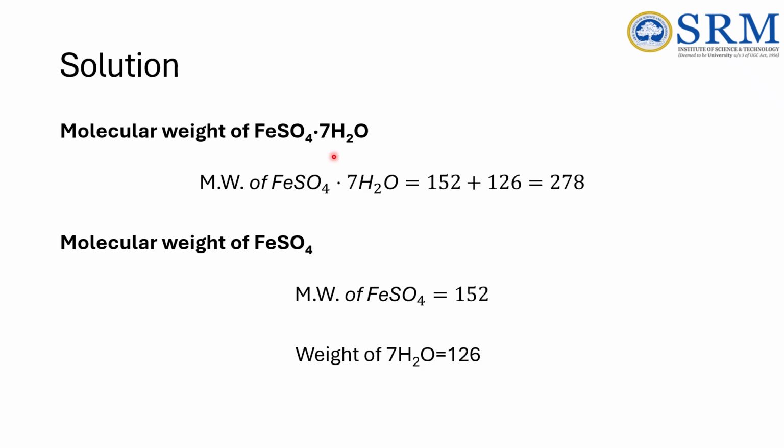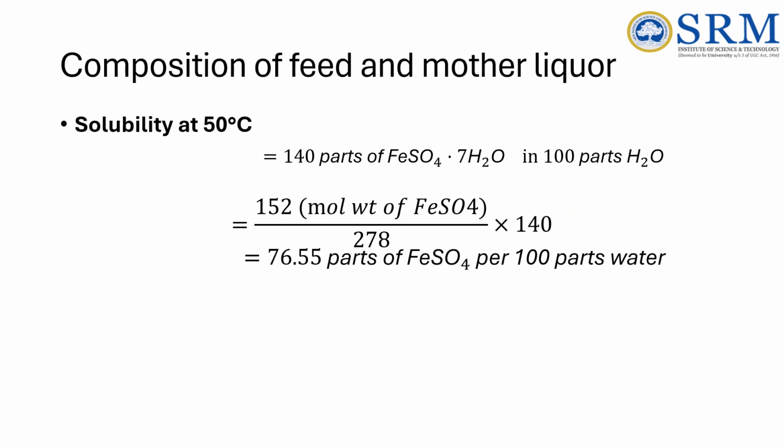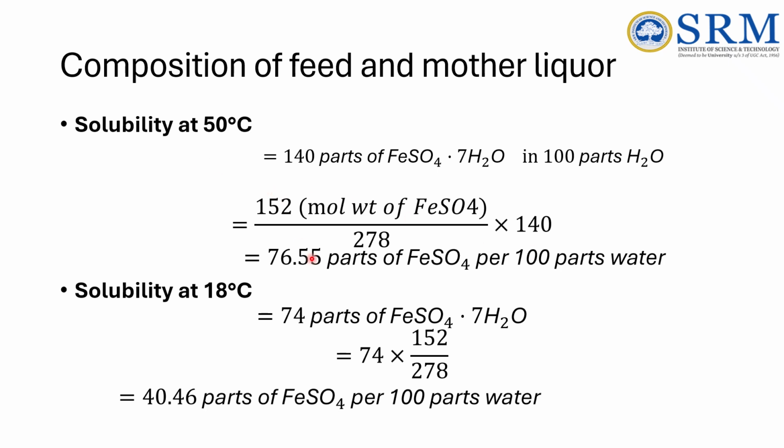Coming to the molecular weight, we have to estimate the molecular weight of iron sulfate. We know iron has 56, sulfur 32 and oxygen 16, from which we get the molecular weight of the crystal. The 7H2O indicates a complete iron sulfate crystal, and FeSO4 indicates it is in the solution form along with water. So the molecular weight is determined. It helps in finding the solubility data. Here we have to find the solubility of the iron sulfate at 50, which will give you the feed composition, and also at 18, which will give you the mother liquor composition.